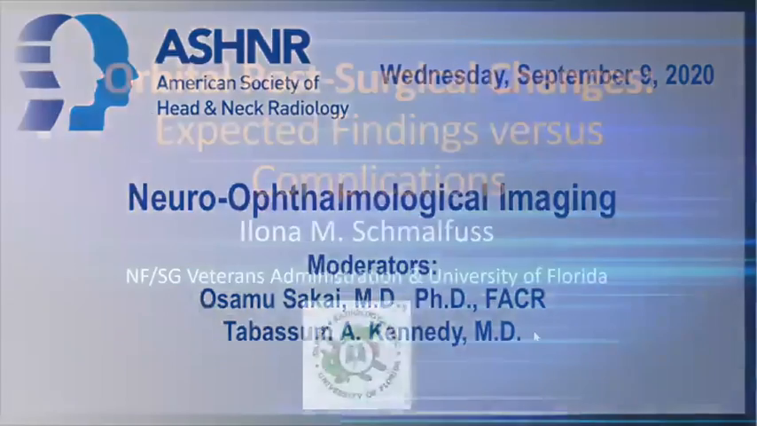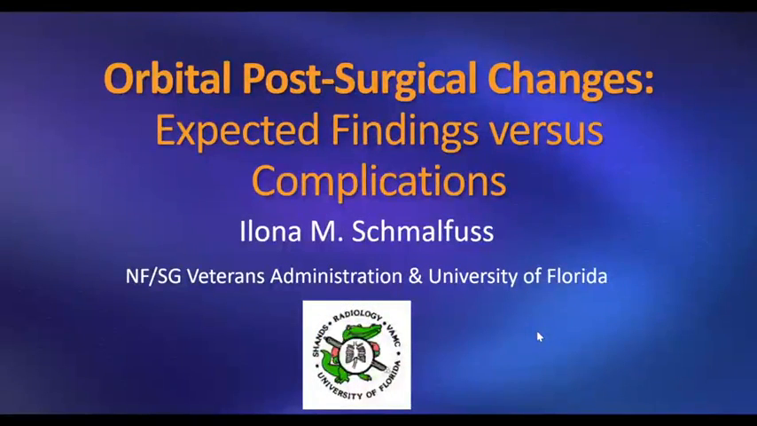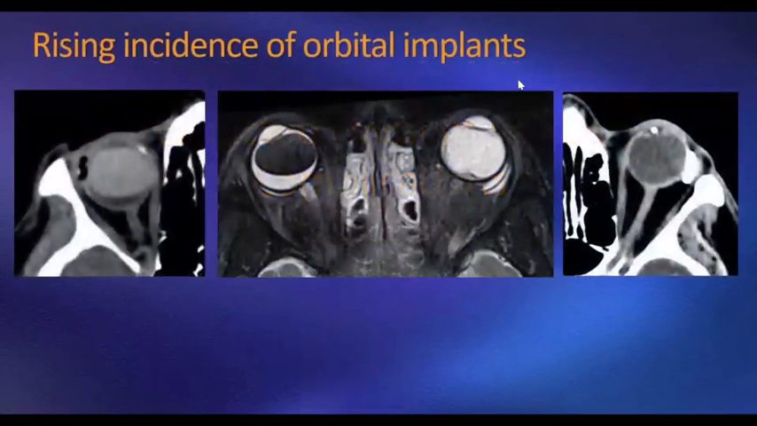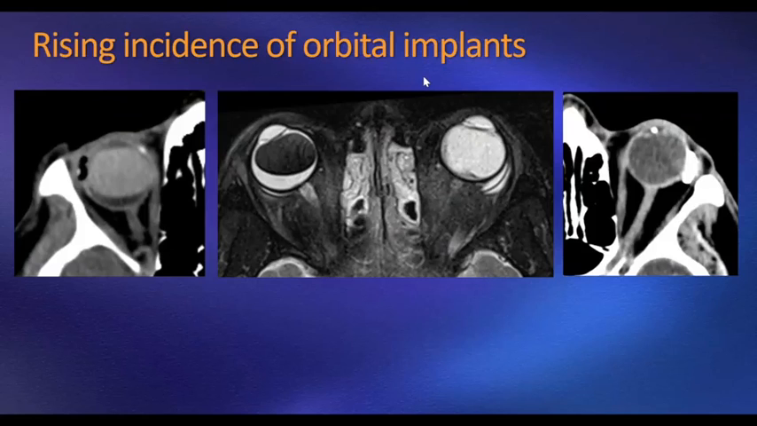Our next presentation will be focusing on expected findings versus complications after orbital surgery. We will be in particular looking at orbital implants as there is a rising incidence of their placement because of the aging patient population. Because of that, it's not surprising to incidentally see those implants and post-surgical changes on CT and MRI studies of the head and neck region. Many radiologists are not familiar with those findings and do not know how to interpret these.